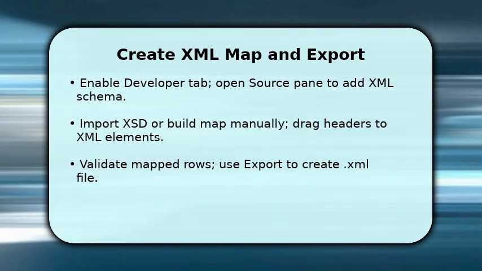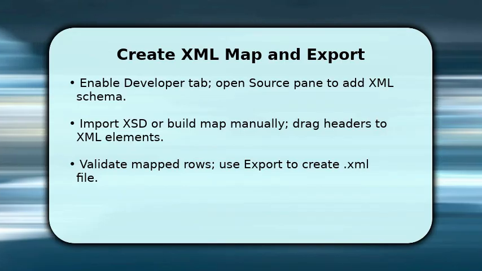Excel will warn about missing nodes. Then use export to generate the XML file. This method embeds your structure and preserves element order.